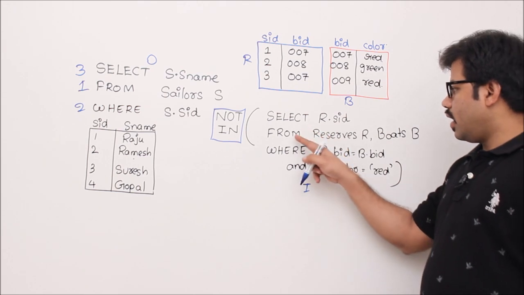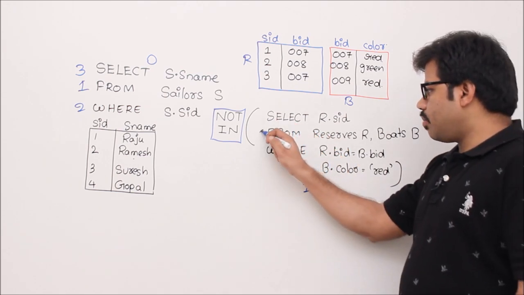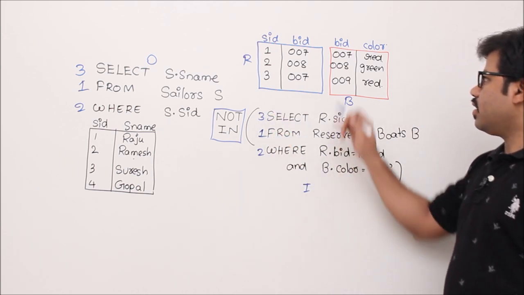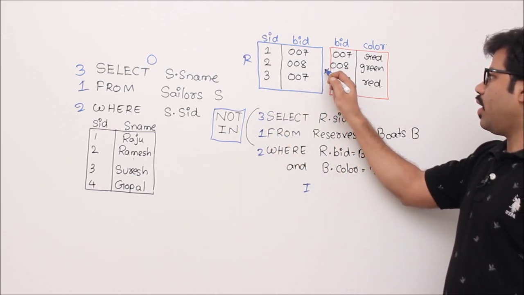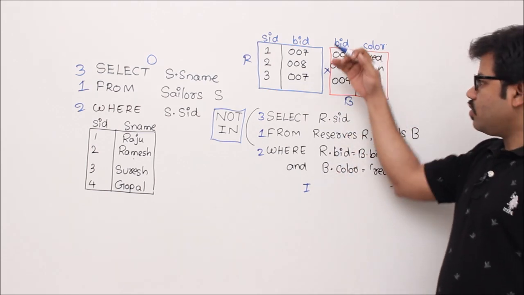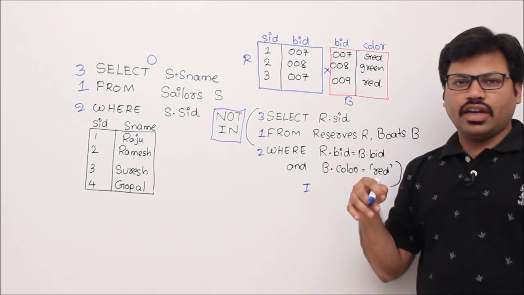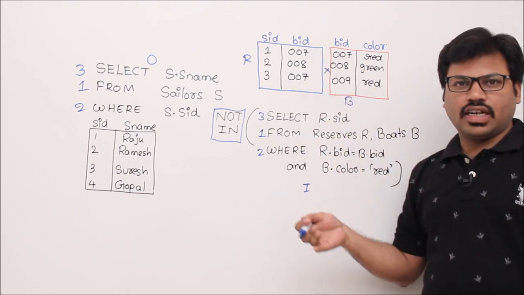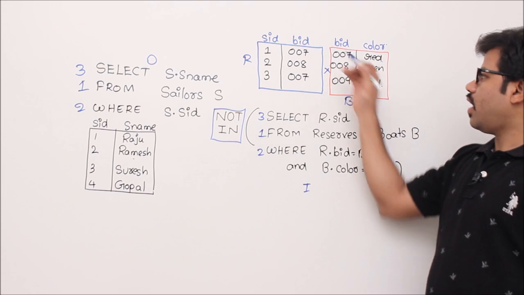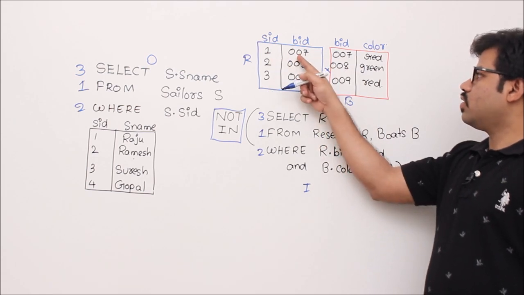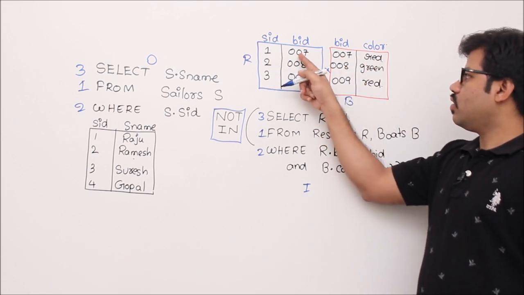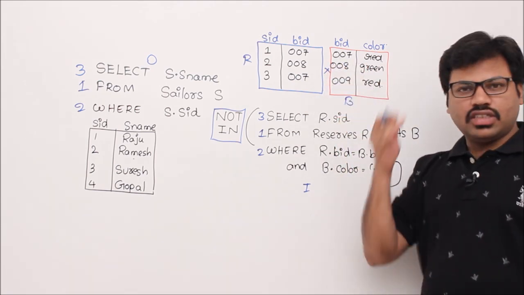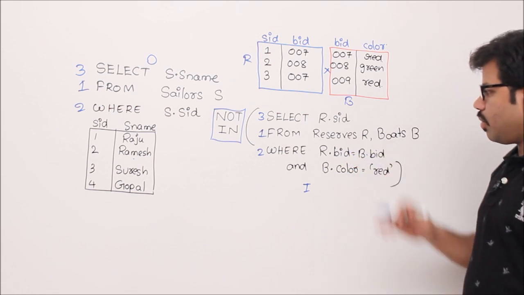First of all, we know step number 1, step number 2, step number 3. Step number 1, take reserves R and boats B. That means we have to apply the Cartesian product, so it gives you 9 tuples. That's why I never suggest writing all 9 Cartesian product tuples. But we assume we have 9 tuples, for example 1, 007, 007, red and 1, 007, 008, green. Rather than writing them, we just remember them in the brain and keep continuing.